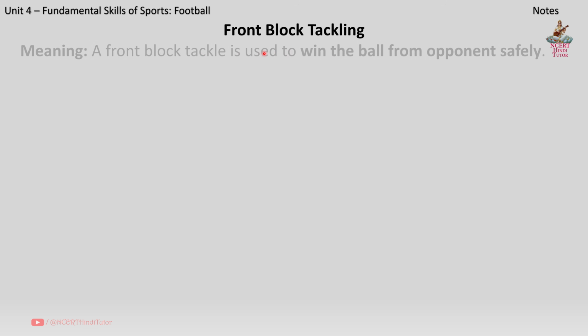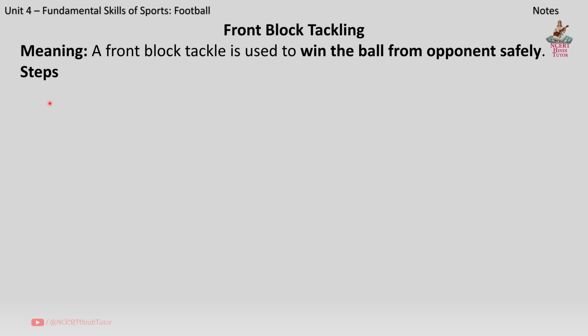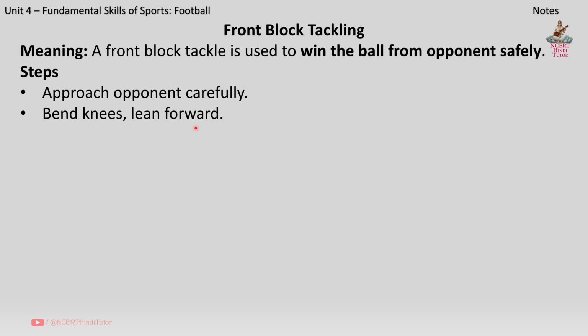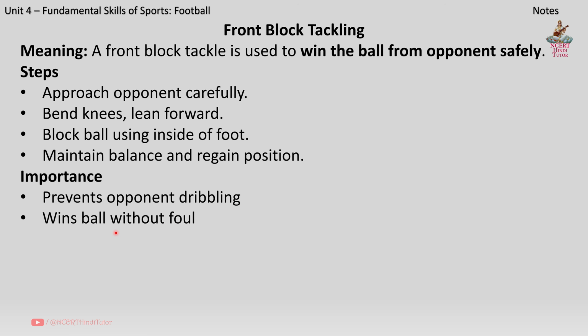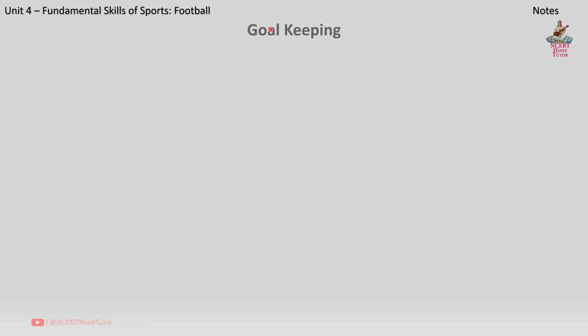Front block tackling. A front block tackle is used to win the ball from an opponent safely. Steps: approach the opponent carefully, bend knees, lean forward, block the ball using the inside of the foot, maintain balance and regain position. Importance: prevents opponent dribbling, wins the ball without a foul.